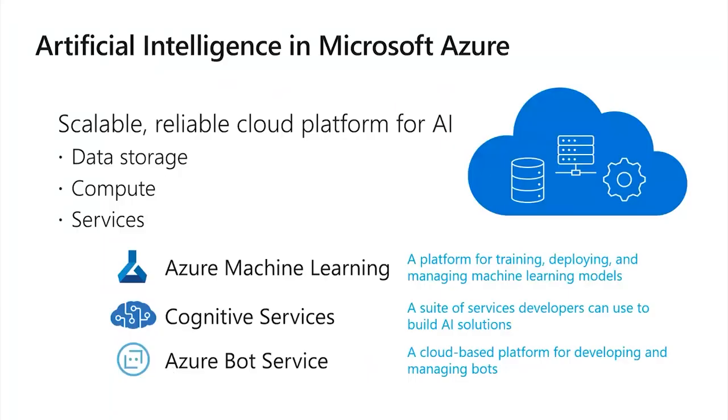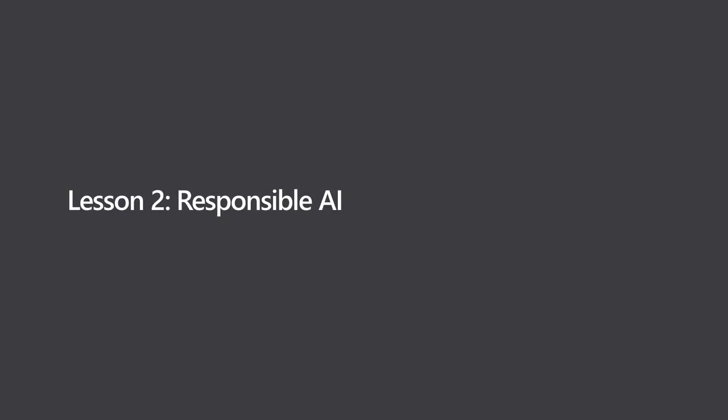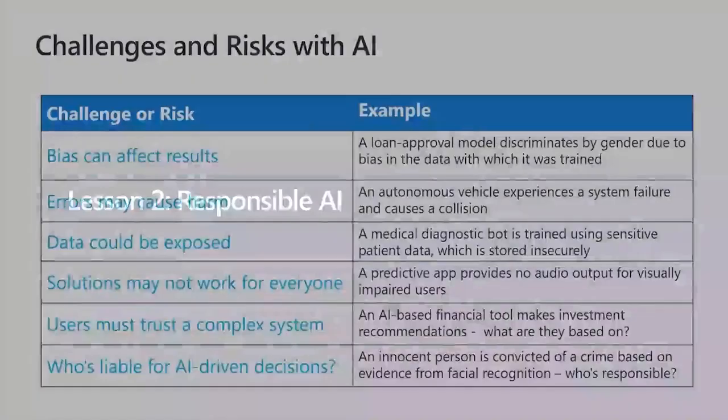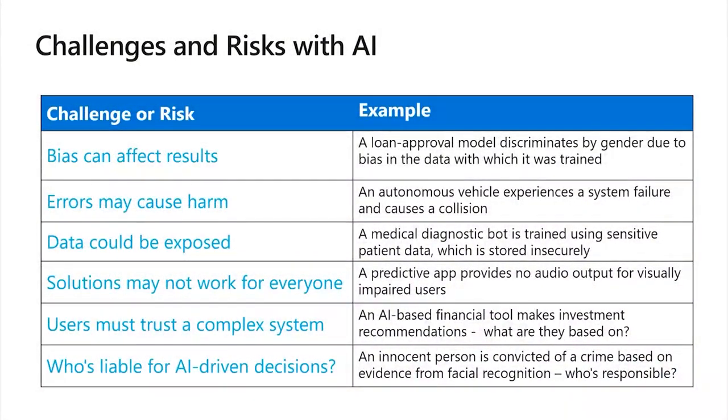So I gave you a small demo of the Azure portal. And with that, I would like to continue with our second lesson, which is responsible AI. Because when we're talking about developing AI, we should think about responsible AI, and we should discuss this. And we should look at the challenges and risks that come with artificial intelligence. And we listed 6 here, and let's go through them.